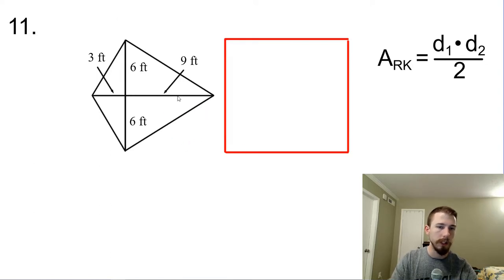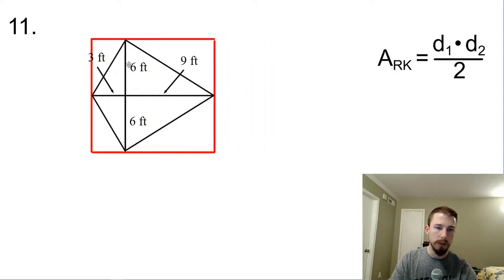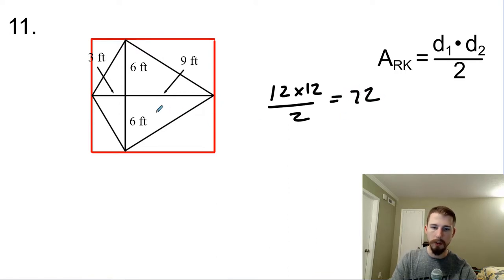All right, number 11, we're dealing with a kite in this case. We want to find the area of the kite. So again, we can multiply the diagonals. I've got 6 and 6, which is 12, and 3 and 9, which is also 12. So it's 12 times 12. If I'm writing it out, the formula is going to be 12 times 12 divided by 2. So half of 144, which is going to be equal to 72. Remember, the 144 is the entire square, but we only want half of that because we're dealing with the kite, not the whole square itself.